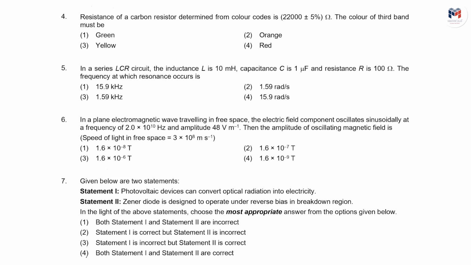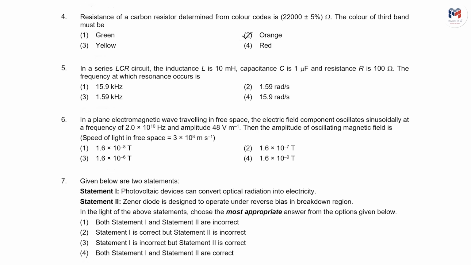Question 4. Resistance of a carbon resistor determined from color codes is 22,000 plus minus 5% ohms. The color of the third band must be. The answer is option 2, orange.